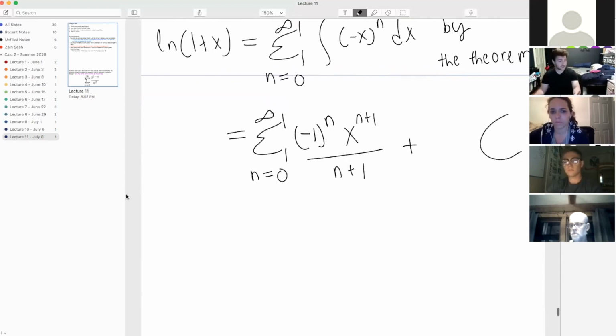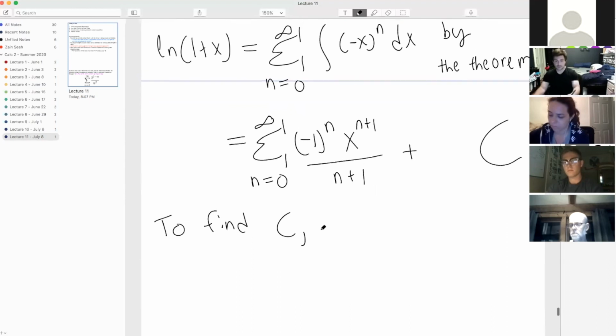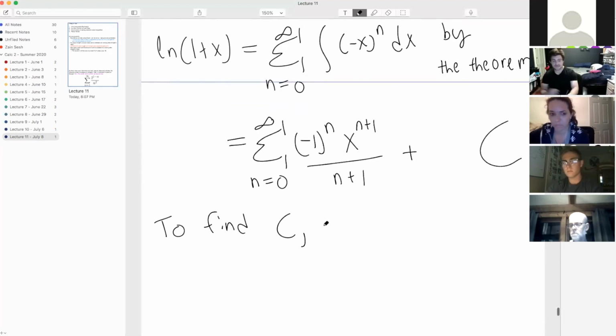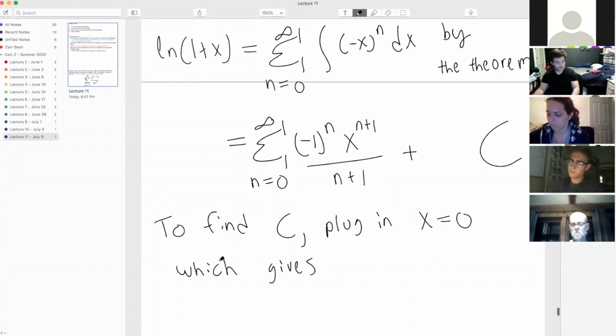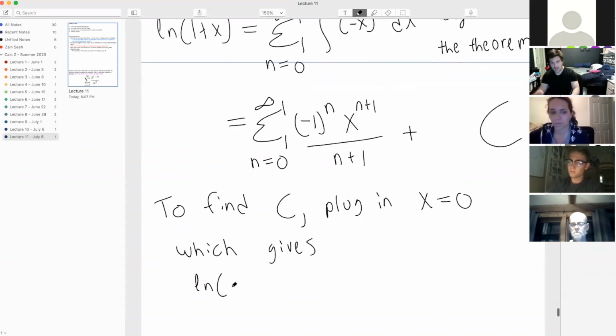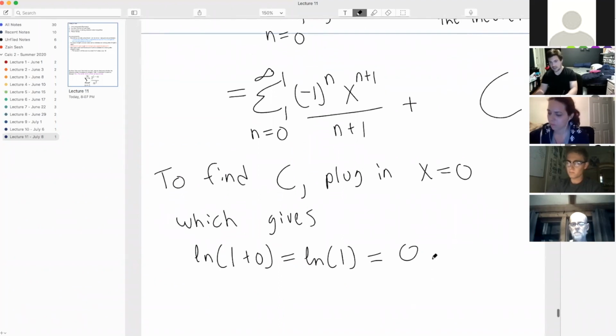Good. So we can actually do better. We can find c. To find c, you can plug in any x value. And in this case, it's convenient to plug in x equals 0, which gives natural log of 1 plus 0, which is equal to natural log of 1, which is 0. Okay, thus c is equal to 0.